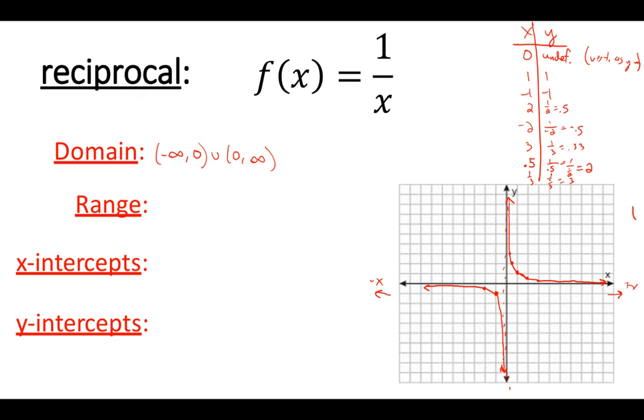For the range, it's actually exactly the same because it goes all the way down to negative y and all the way up to positive y, infinity in both directions. But again, there's a break at 0. There's actually what we call a horizontal asymptote there as well. So the range would be the same, negative infinity to 0, union 0 to infinity. For the x and the y intercepts, on this there actually is none. It never crosses the x-axis, never crosses the y-axis. Again, that could change if we shifted it some, but in this case there is none.